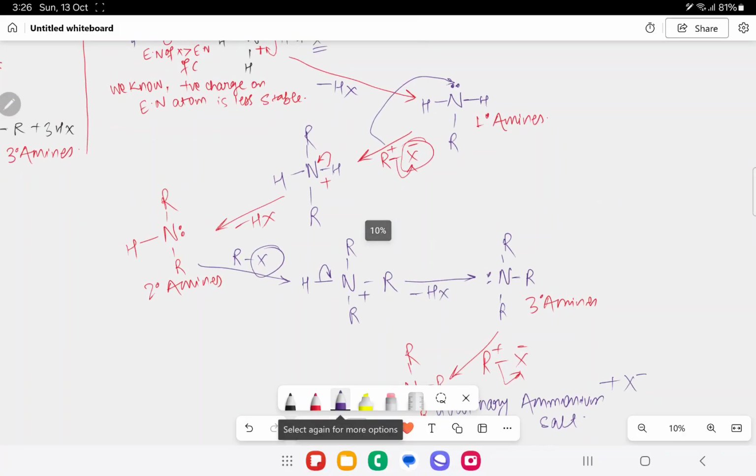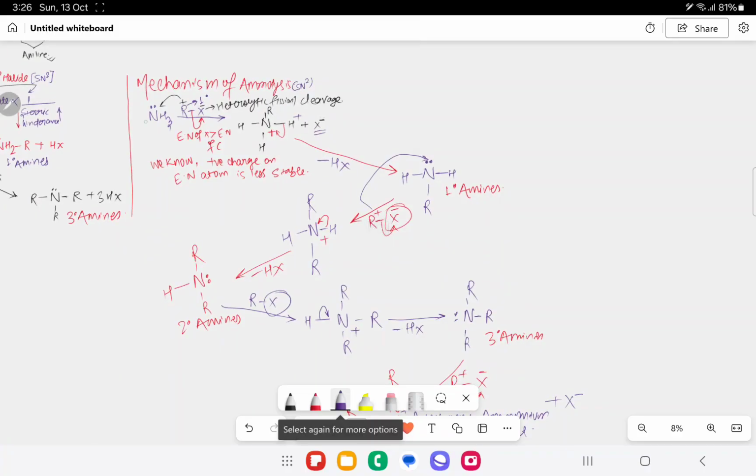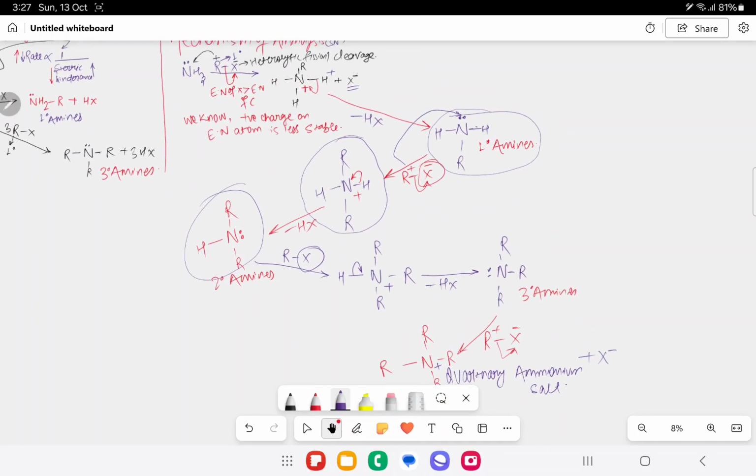So what we have seen over here in the mechanism is that first of all NH3 is there, 1 mole of RX will attack, then R will attack on the lone pair of electrons, because of that nitrogen gets positive charge. Now nitrogen takes the electron from hydrogen, one hydrogen is removed as HX, and you will get 1 degree amine. Now again 1 mole of RX will attack, and again a hydrogen will be removed, and you will get 2 degree amine. Like that you have to understand the mechanism over here, what I am trying to explain to everyone.